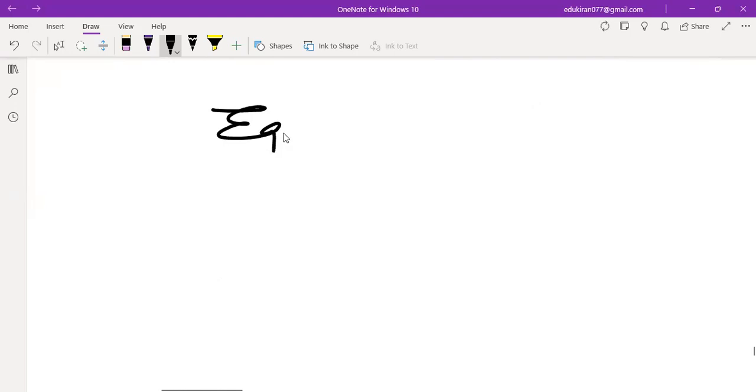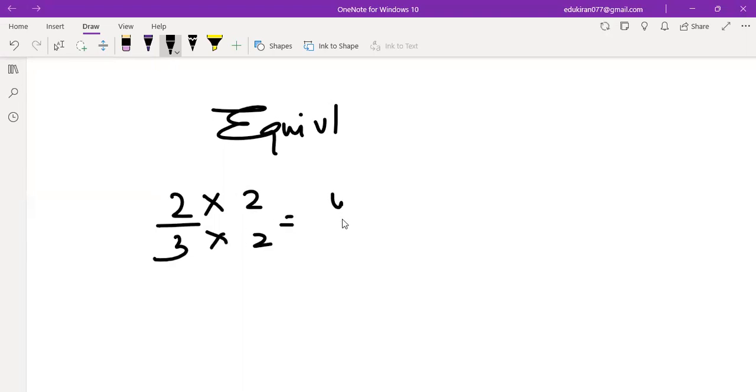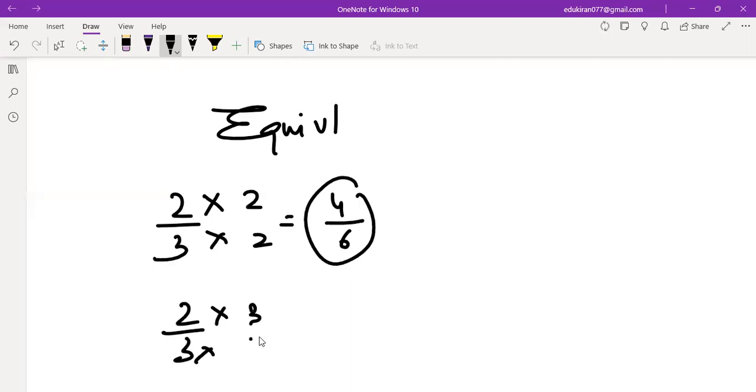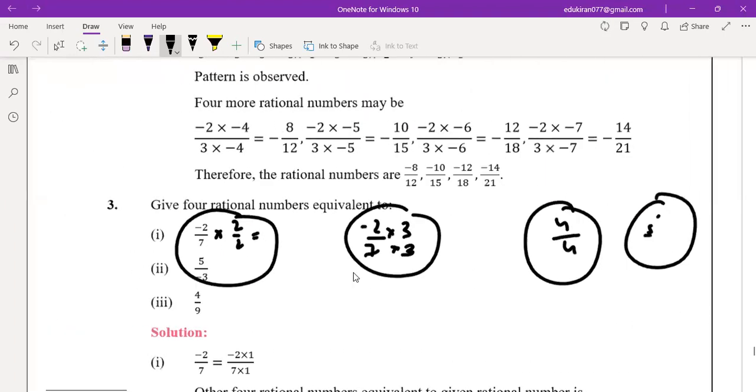Whenever the word equivalent comes, it means, for example, 2 upon 3, you have to find the equivalent number. Ma'am, we have to multiply? Yes, multiply. You have to multiply numerator and denominator with the same number. So for example, 4 upon 6 is the first equivalent. Now 2 upon 3, multiply 3, 3. So over here, 6 upon 9. Right? Okay.